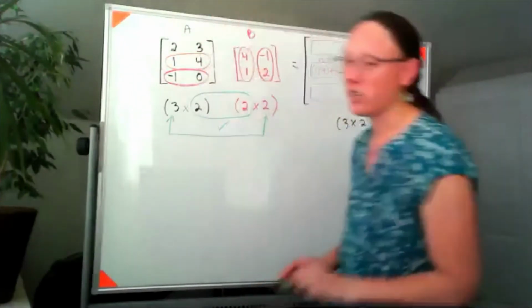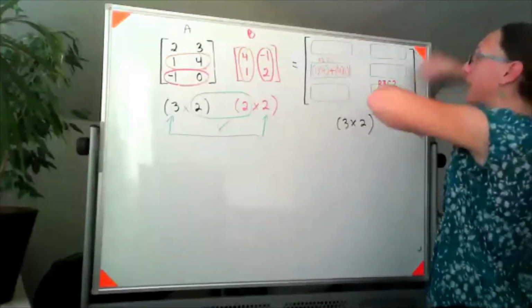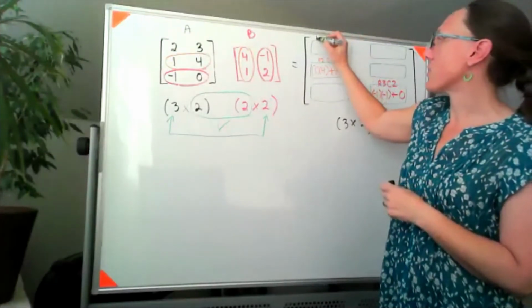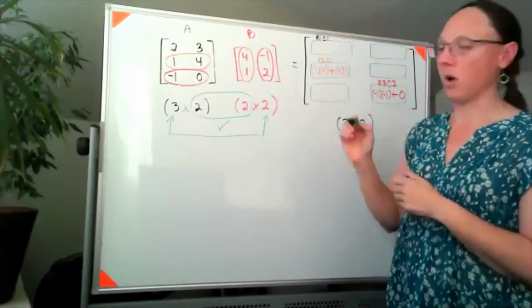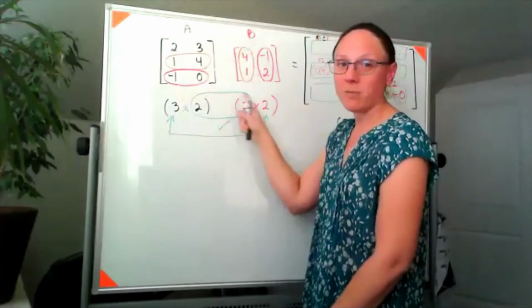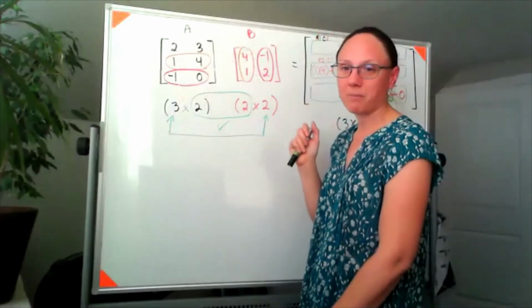So I do want to finish off this multiplication. So I want to get all of these filled in here. So this right here is row 1, column 1. So I'm going to take row 1 of my first matrix times column 1 of my second matrix.